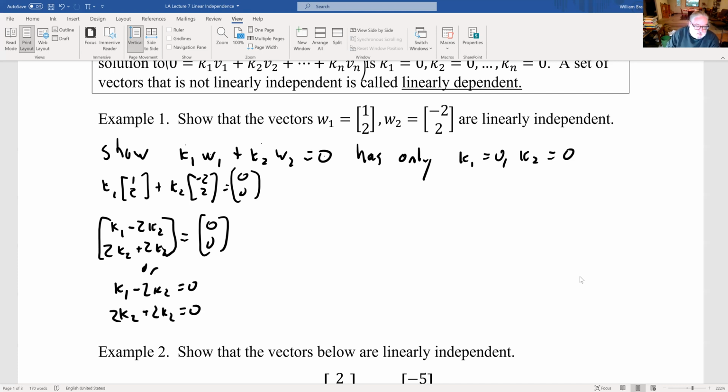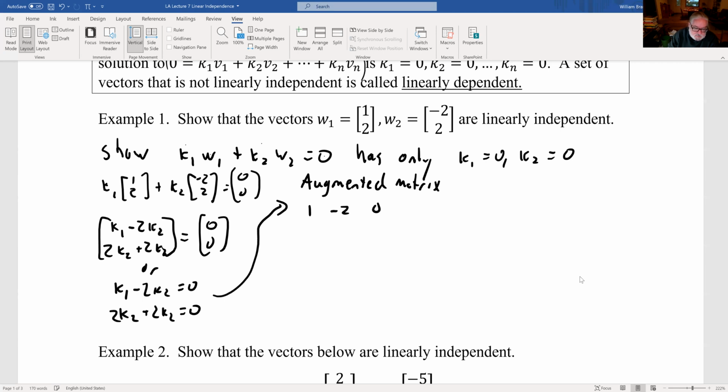Okay, so what are the possible solutions? Well, we solve these by setting up augmented matrices and reducing. So our augmented matrix is 1, -2, 0; 2, 2, 0. Remember that this first column is the coefficients on K1, and the second column is the coefficients on K2. The coefficients on K1 are just W1, so this column is the vector W1, and the next column is the vector W2.